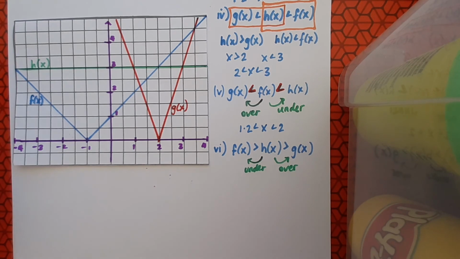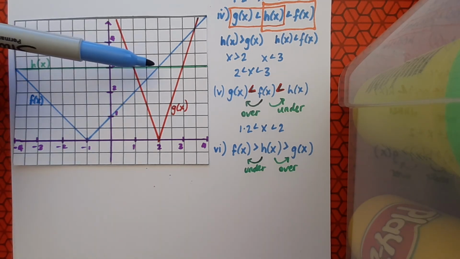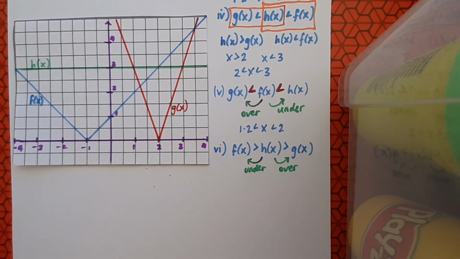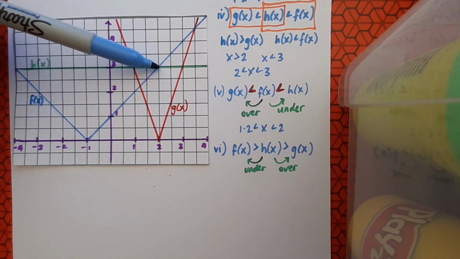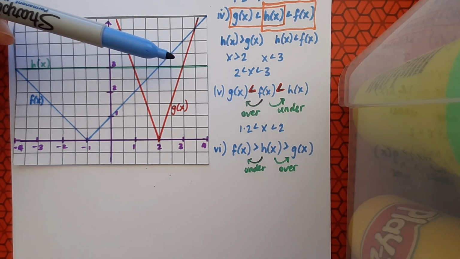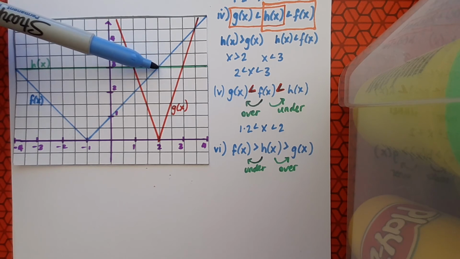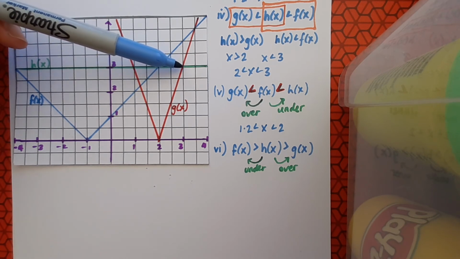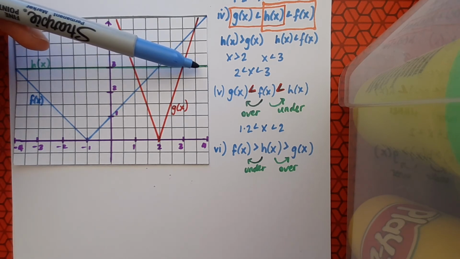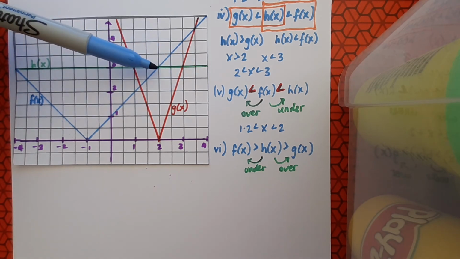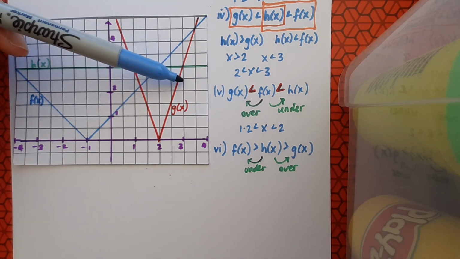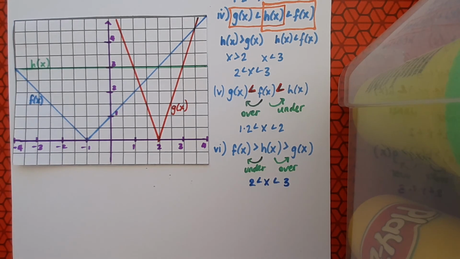So h of x is the green function, f of x is the blue function, so I want the green function to be under the blue function. So the green function has to be under the blue function, so that's happening from this point on, but it has to be over the red function. So it's going to happen from this point as far as this point, at which point then the green function starts being below the red function again. Okay, so it's from 2 up as far as 3. So I'll say that x is between 2 and 3.